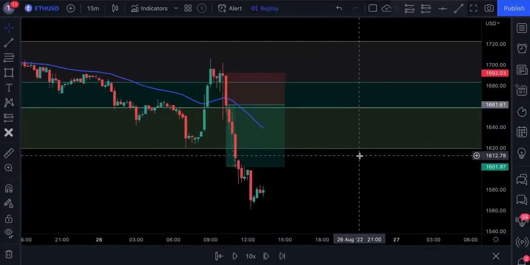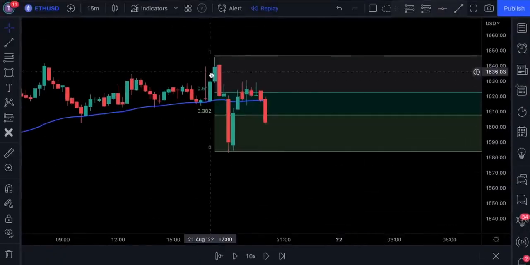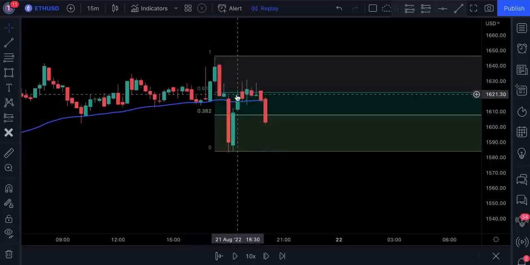As we can see, the price action immediately hit our take profit target. Okay, let's see one more trade example. Here we draw the Fibonacci from the major swing high to the major swing low. The market pulled back into 0.61 level, and it also crossed and closed above the EMA.